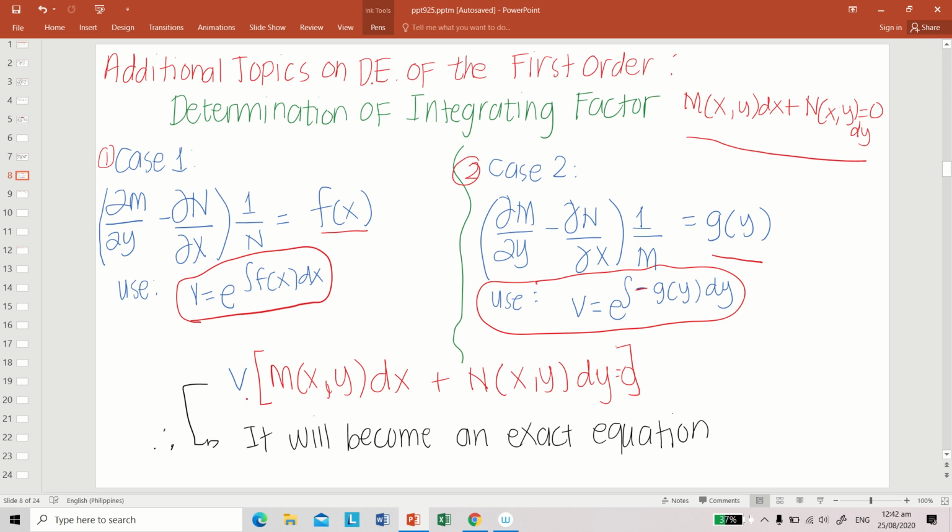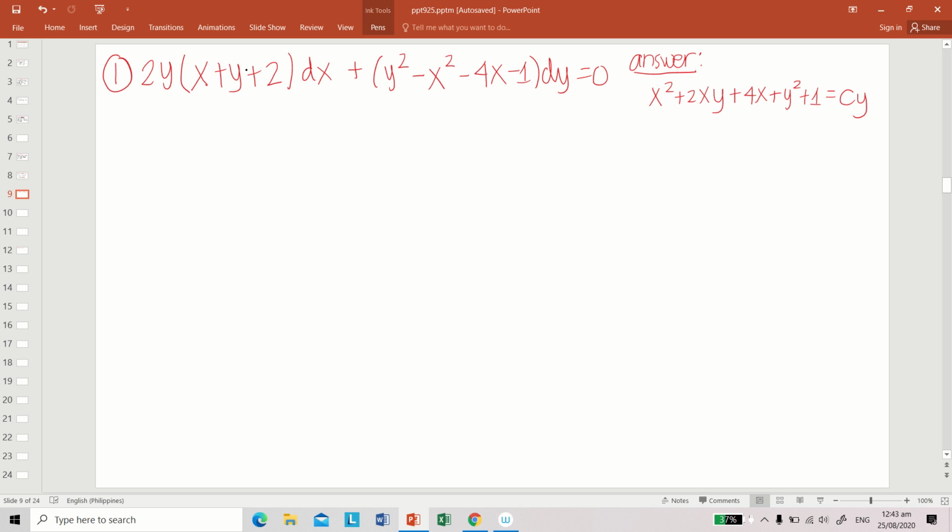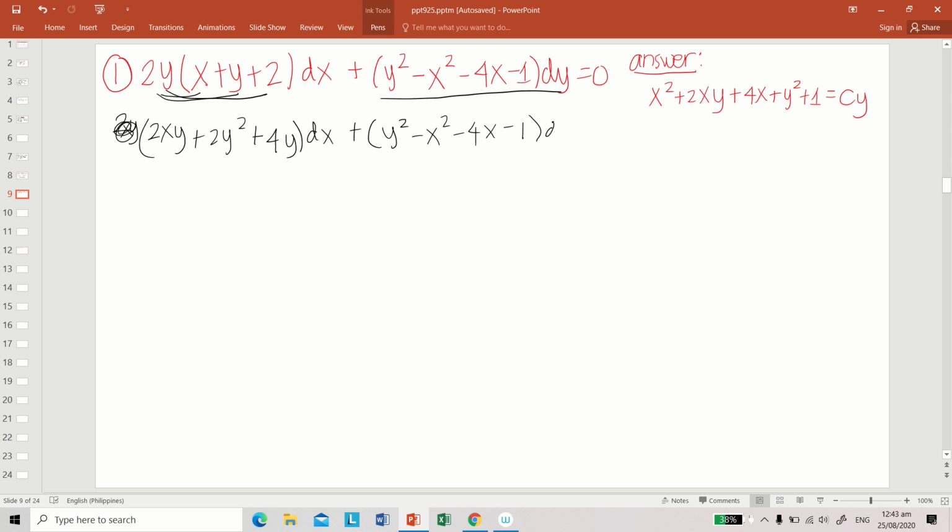To see this determination of integrating factor, let's try example number 1. We are given 2y(x + y + 2) dx plus (y squared minus x squared minus 4x minus 1) dy equals 0. The first thing we will do is distribute on these terms. So we will have (2xy + 2y squared + 4y) dx plus (y squared minus x squared minus 4x minus 1) dy equals 0.